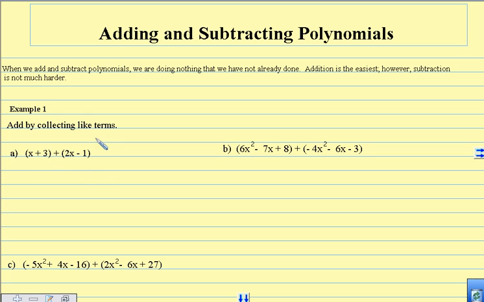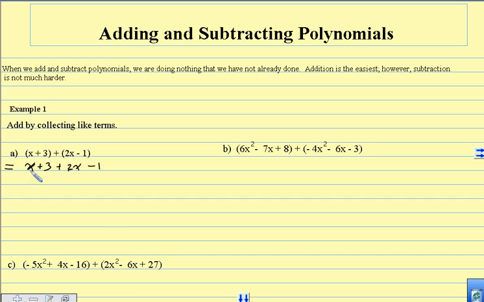Now, the great thing about adding polynomials is right away you can just get rid of the brackets, okay, and everything stays the same as the sign on the inside. So if I look at example A here, I have x plus 3 plus 2x minus 1. Because I'm adding, I can simply drop the brackets, and then to that I'm going to add 2x, and I'm also going to add negative 1, which is just like minus 1. Okay, so now I can just collect like terms.